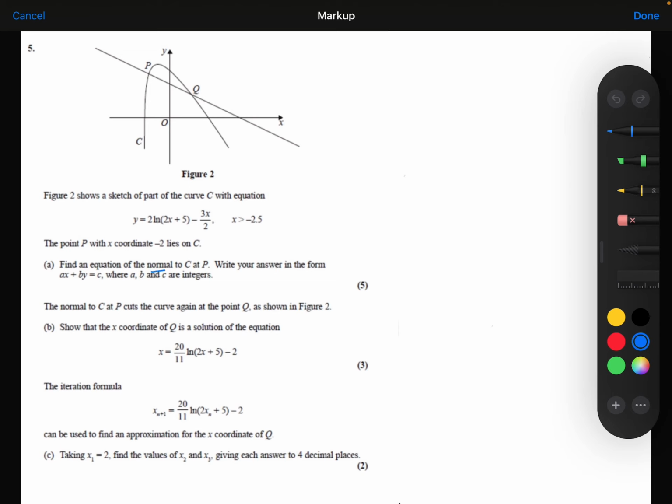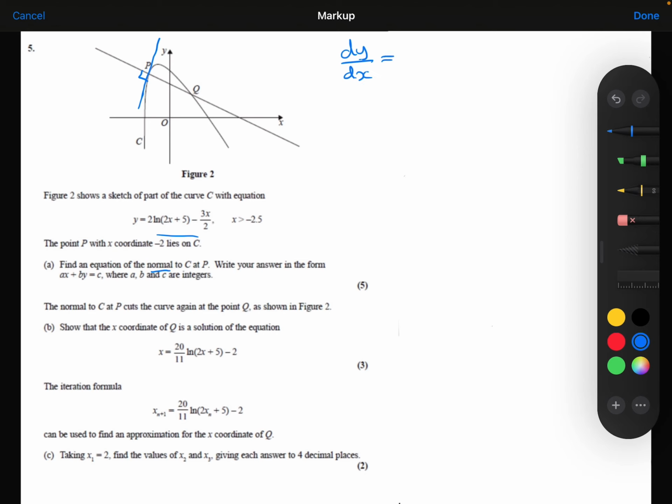So, normal. I'm going to first differentiate my function to get the gradient function. I can then know what the gradient of the tangent is at point P. I can then do negative reciprocal because the normal is perpendicular to that. So let's differentiate our function.